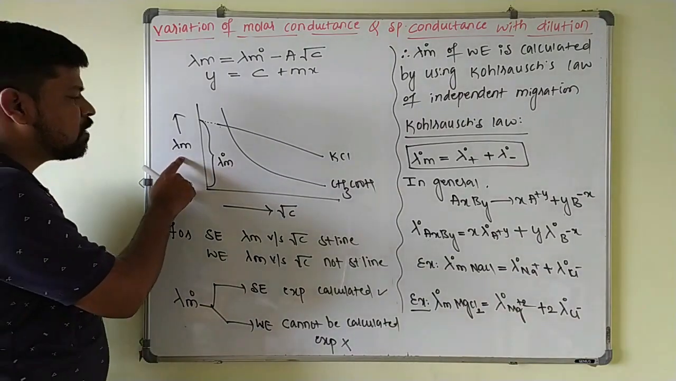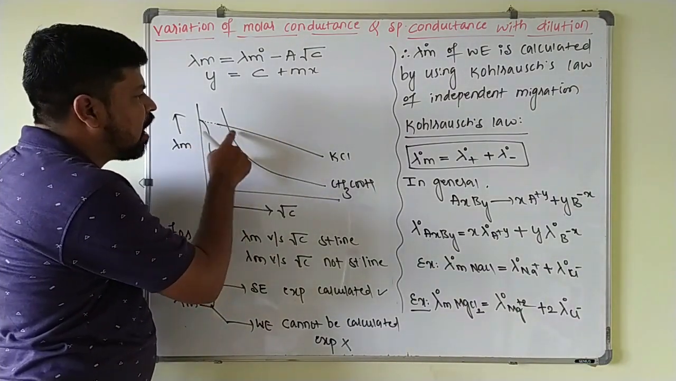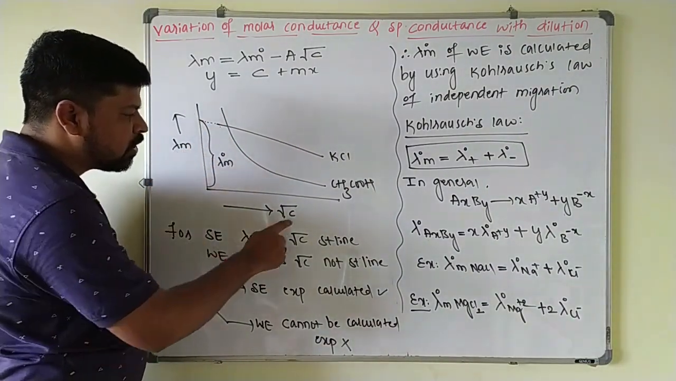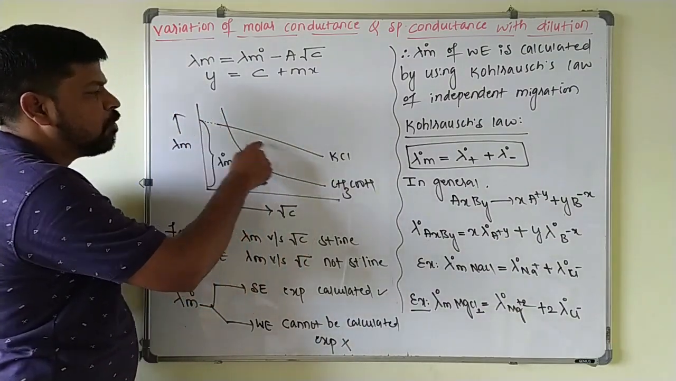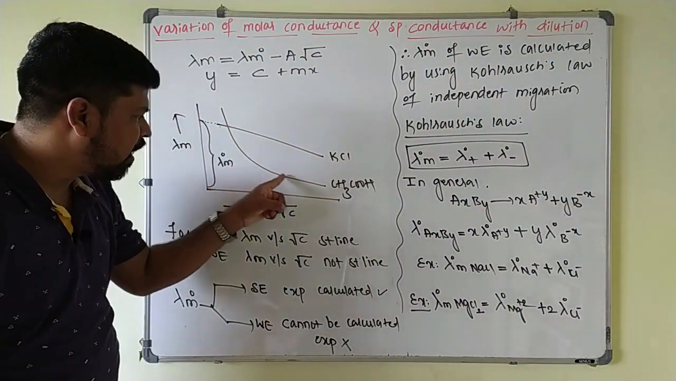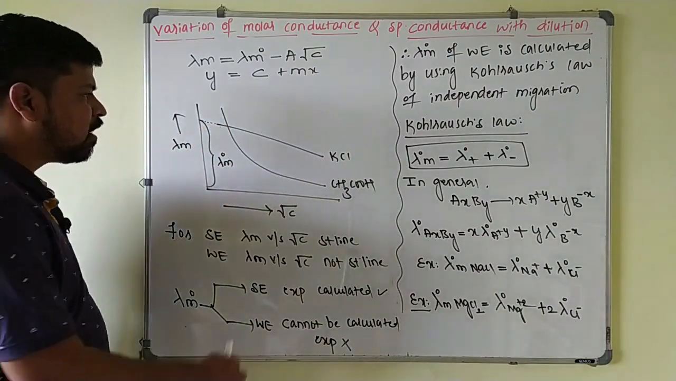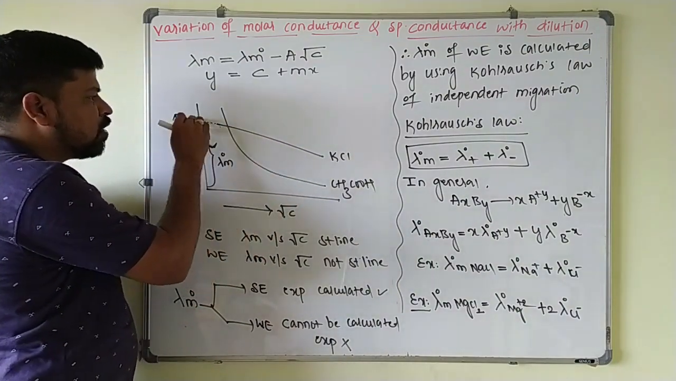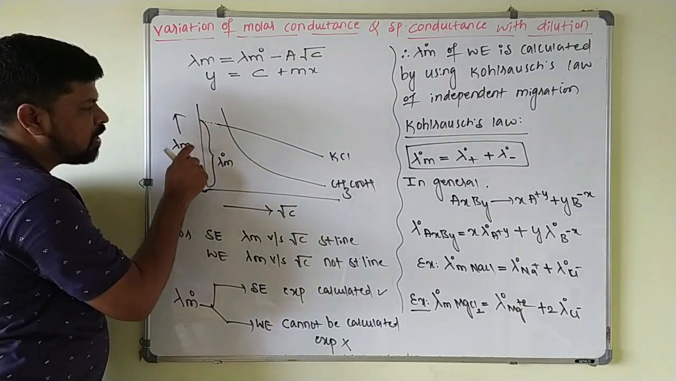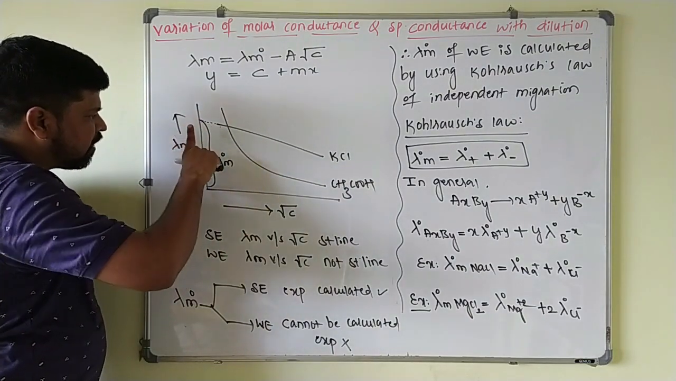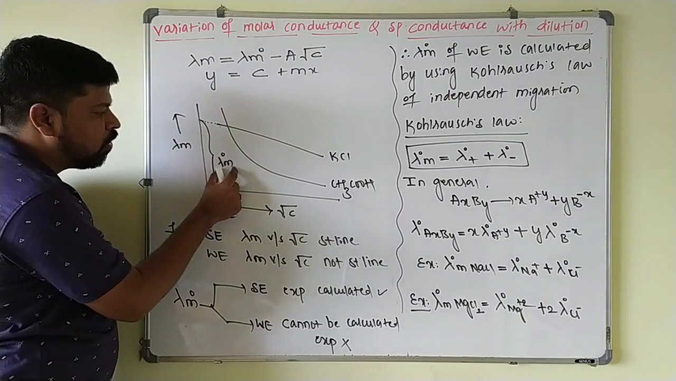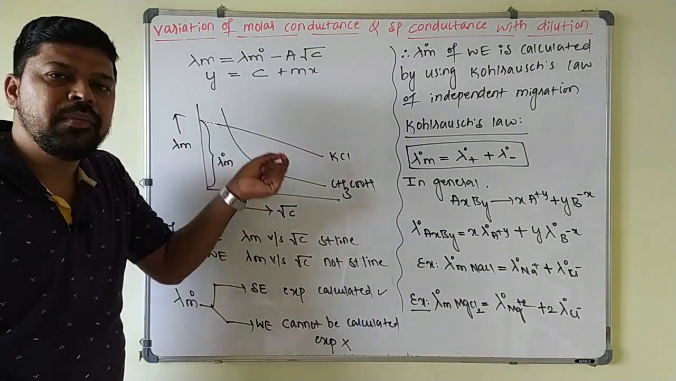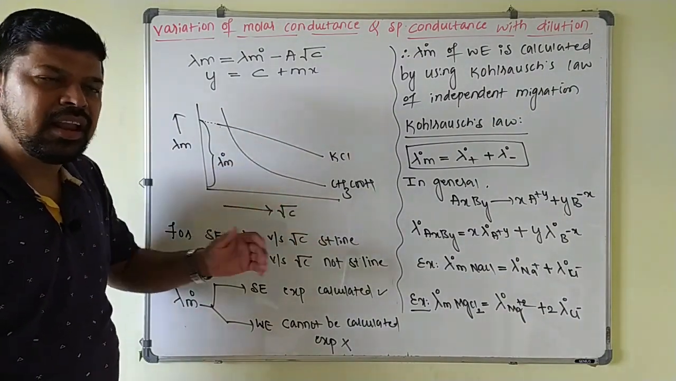If you take the graph of molar conductance versus concentration for a strong electrolyte, the graph will be a straight line. For a weak electrolyte, it will not be a straight line. For a strong electrolyte, the limiting molar conductivity can be calculated by extending this line to zero concentration, where it touches the Y axis. This Y intercept gives the limiting molar conductivity of the strong electrolyte, so it can be calculated experimentally in the laboratory.